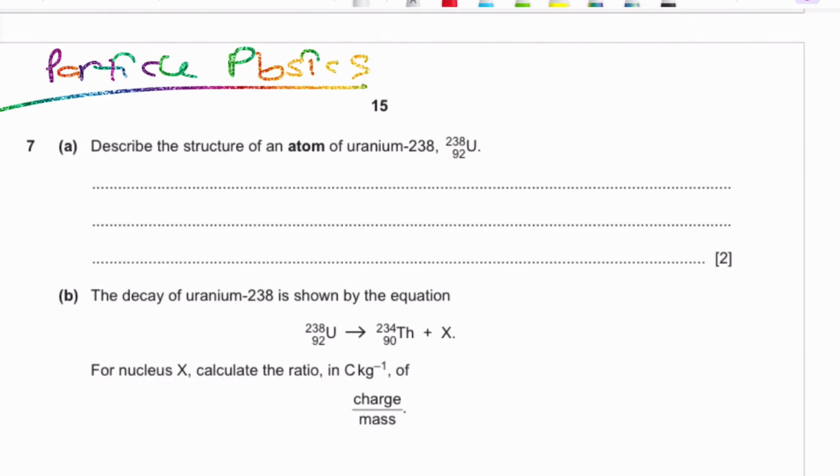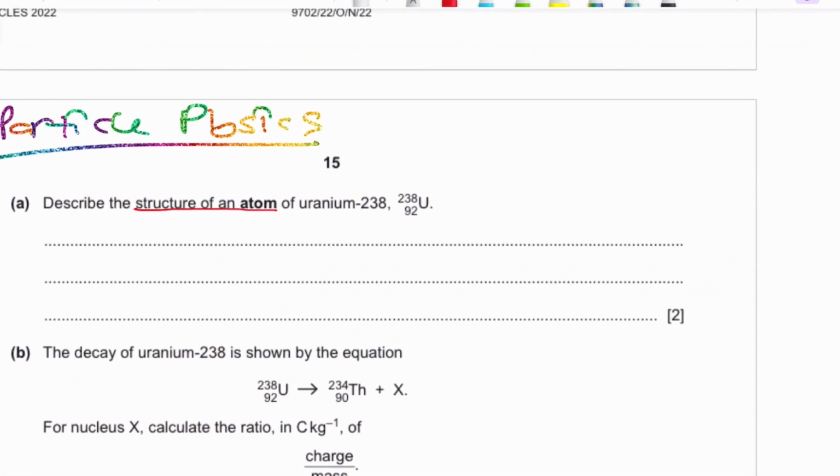What do you do when the question asks you to describe the structure of an atom? What exactly do they want you to talk about? Basically, an atom is made up of a nucleus, that is protons and neutrons, right? And the atom also has electrons that will be orbiting around the nucleus. So when they ask you to describe the structure of an atom, they want to know the number of electrons, the number of protons, and the number of neutrons. Basically, that's what they're looking for in a description of an atom.